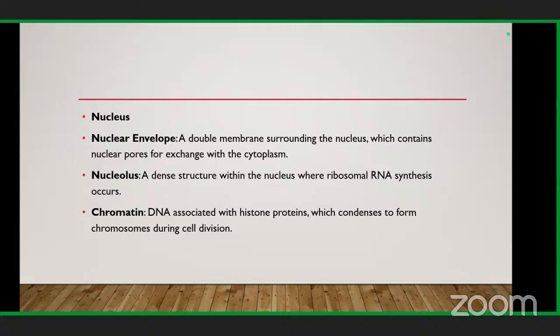Next is the nucleolus. It is a dense structure within the nucleus where ribosomal RNA synthesis occurs. So in the nucleolus, what is this? This is a dense structure which is found within the nucleus, and here ribosomal RNA synthesis occurs. Here you will see the synthesis of the RNA. Okay. You will see the transcription process here.